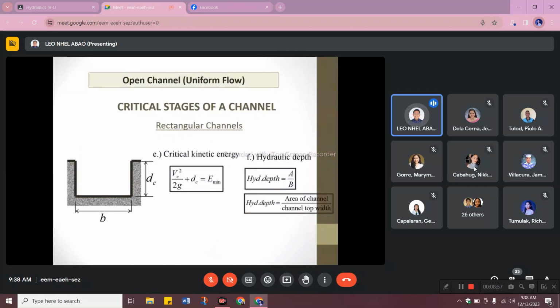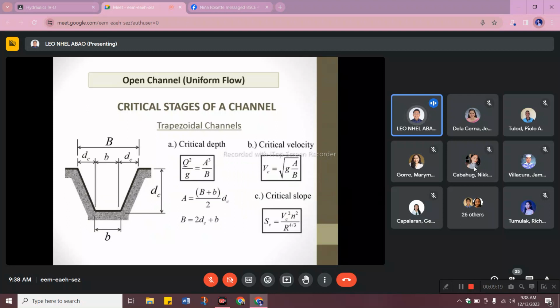The general equation is q squared over g is equal to a cubed over b. So this a over b is our hydraulic depth. Okay, so those are the formulas for a rectangular channel.